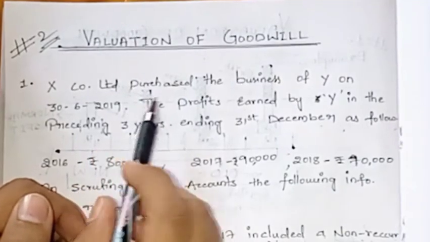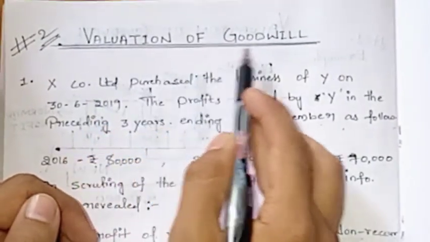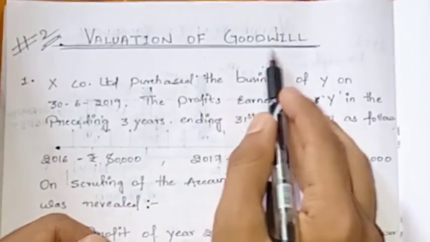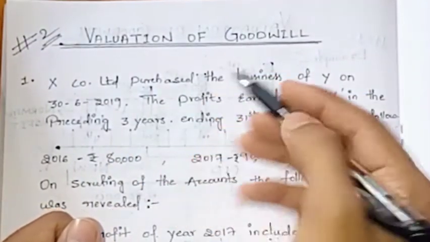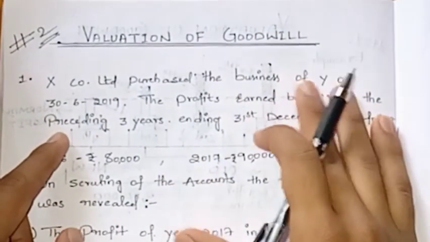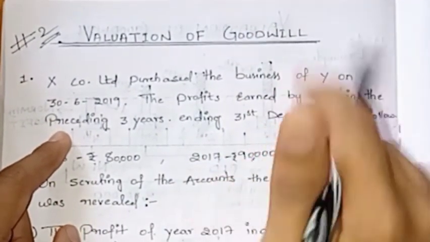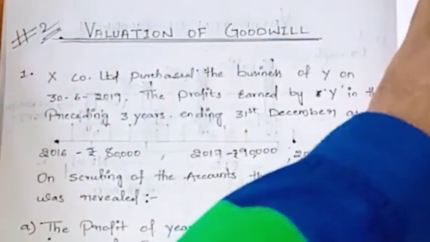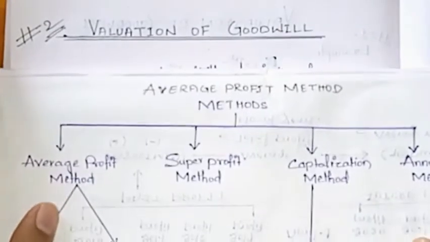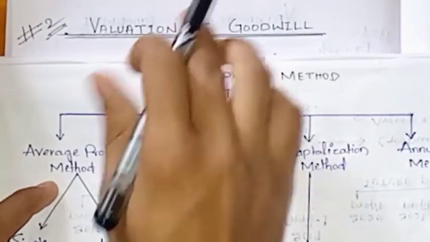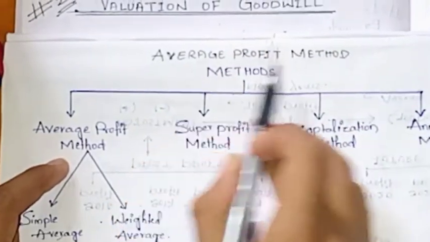Hi everyone, this is the second video of the valuation of goodwill chapter. In the previous video we saw the concept of goodwill and many examples to understand it easily. In this video we are going to solve the problem by the average profit method. We are going to calculate the goodwill with the average profit method.